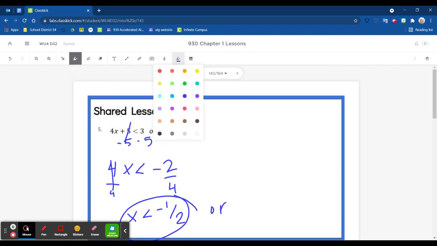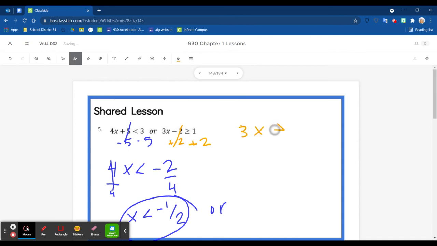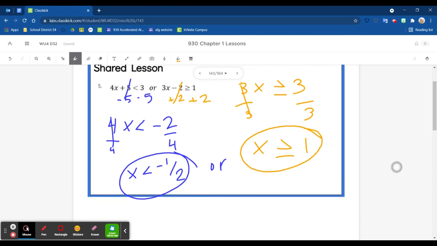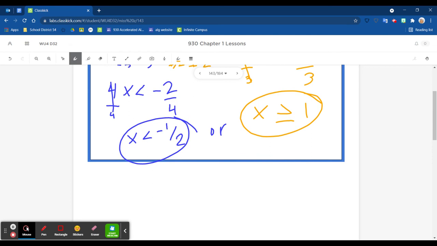And on the other side, we can start by adding 2 so that we have 3x is greater than or equal to 3. And then we will divide by 3 to have x is greater than or equal to 1. So we have x is less than -1/2 or x is greater than 1.